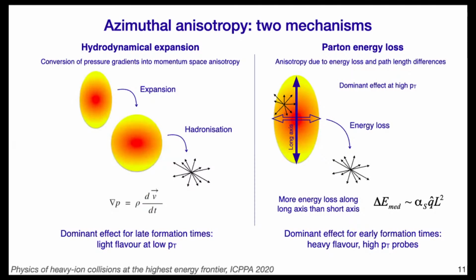Those are produced isotropically, but then they go through the quark-gluon plasma, which has a long and a short axis, and they lose more energy when they fly along the long axis, leading to a reduction of the yields along that axis. That gives a very similar azimuthal anisotropy. And the physical parameter that governs this azimuthal anisotropy and the nuclear modification factor is the q-hat, which is shown in the formula on the right. So the energy loss is proportional to this transport coefficient q-hat times the length through the medium squared.